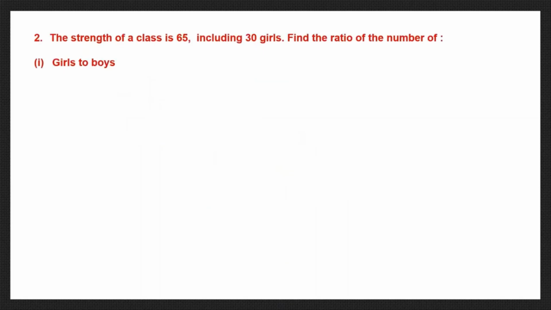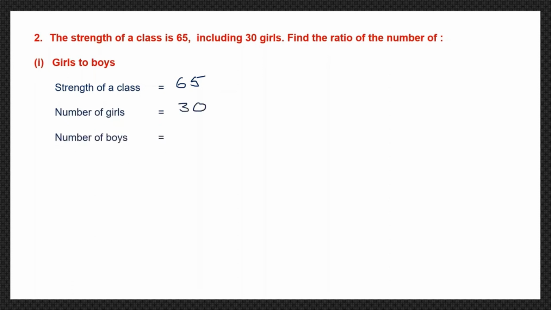Question 2. The strength of a class is 65, including 30 girls. Find the ratio of the number of girls to boys. So first, strength of the class is 65. Number of girls is 30. Now, number of boys. We don't know the number of boys. We're going to find that by taking the strength of the class minus the number of girls.